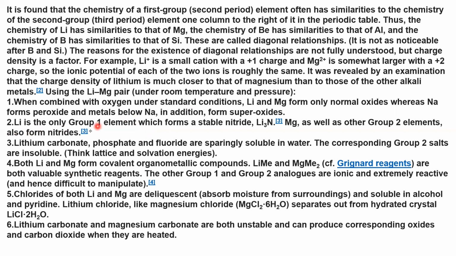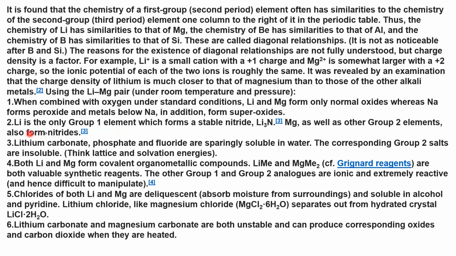Lithium is the only group one element which forms a stable nitride. So as I told you, when combined with air, it combines with oxygen as well as nitrogen, and it forms a compound called lithium nitride. Magnesium as well as other group 2 elements also form nitrides. So magnesium also, the same way. Magnesium forms oxides as well as nitrides.